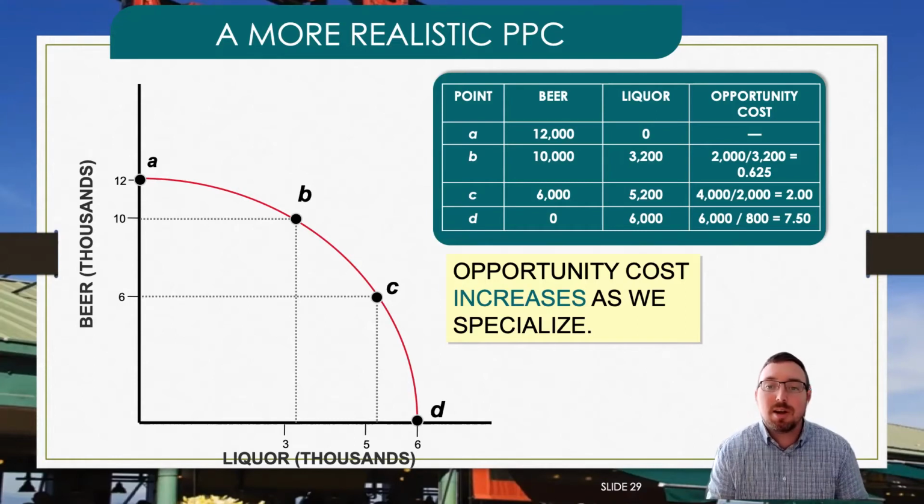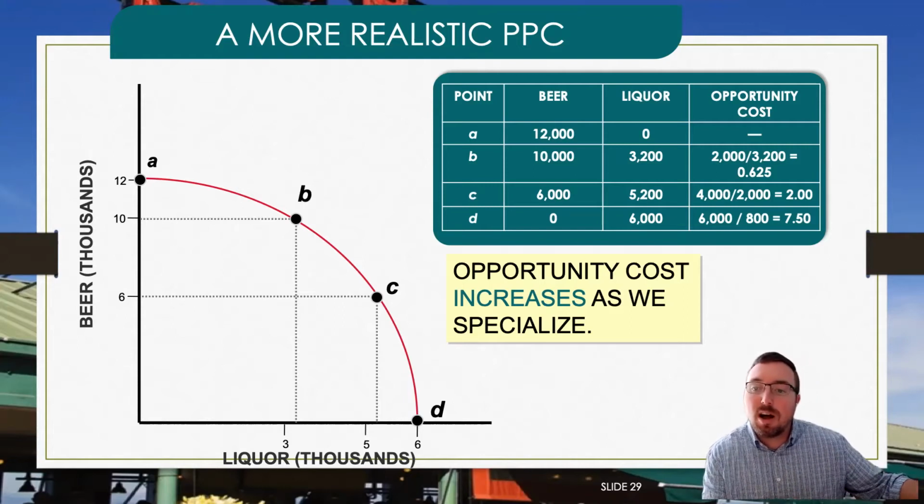You have less beer available, okay? So hopefully that makes a little bit of sense. As you produce more, you're giving up more and more, and that opportunity cost, again, think about that, beer becomes more valuable, right? The less you have, the more valuable it gets, the more costly it becomes to give it up.